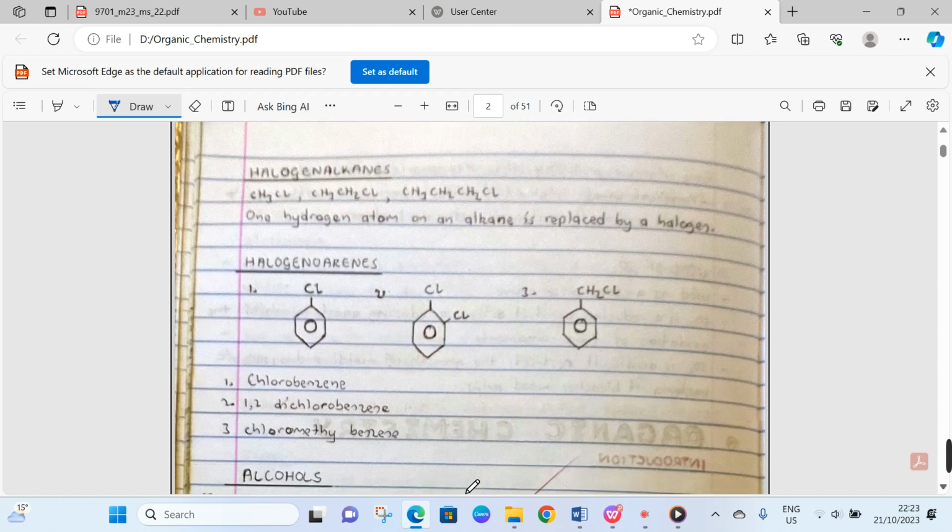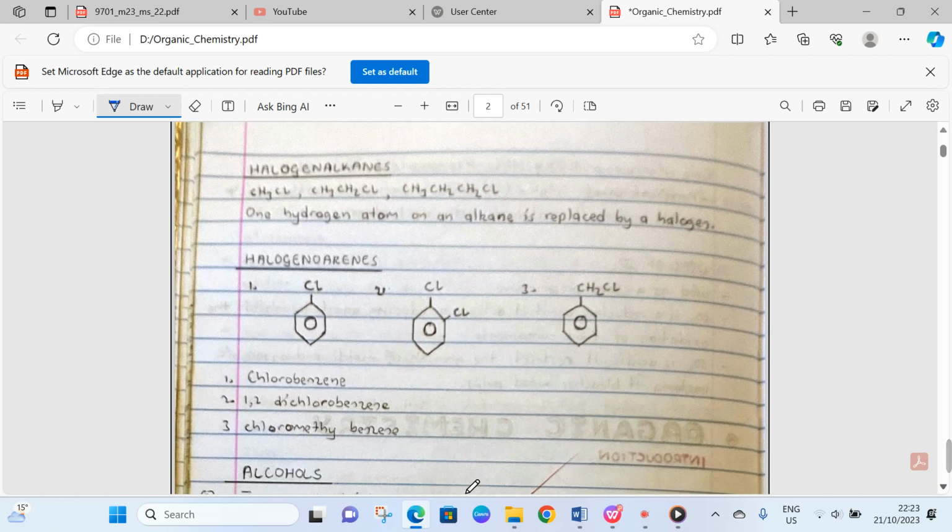At the bottom here, I hope you can clearly see this. We're talking about halogenoalkanes. These are compounds in which one hydrogen atom of an alkane is replaced by a halogen. So we have there I wrote CH3Cl, right? I also spoke of CH2Cl. Those are the type of compounds that we have.